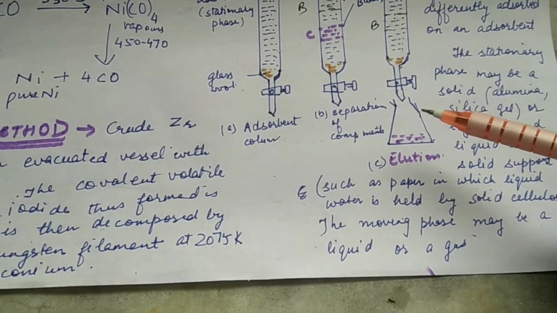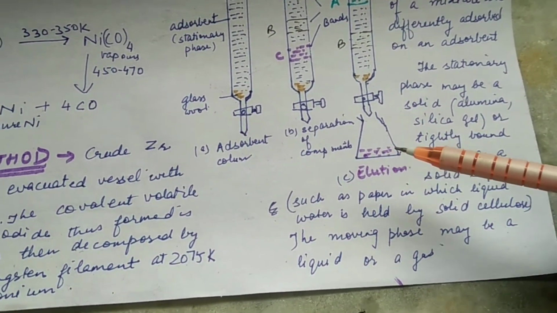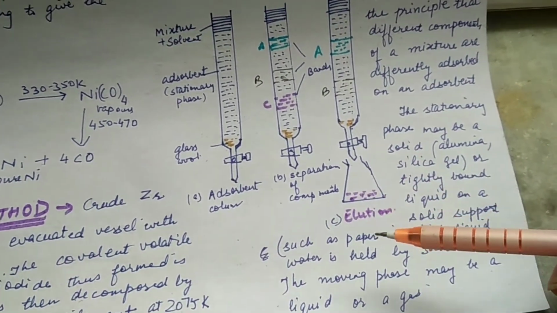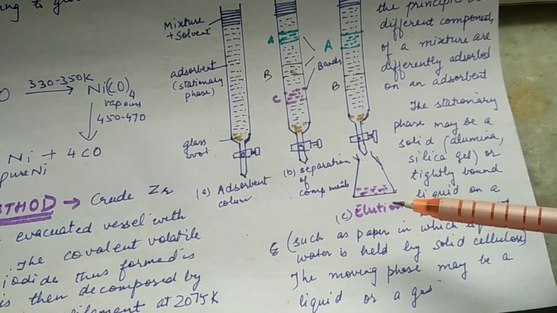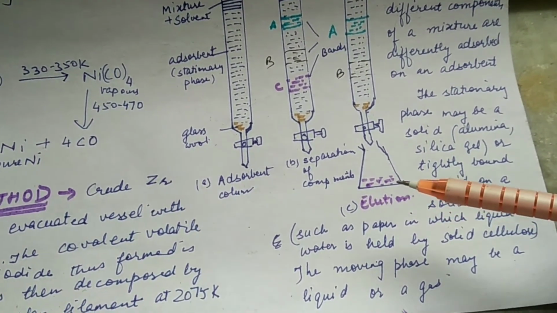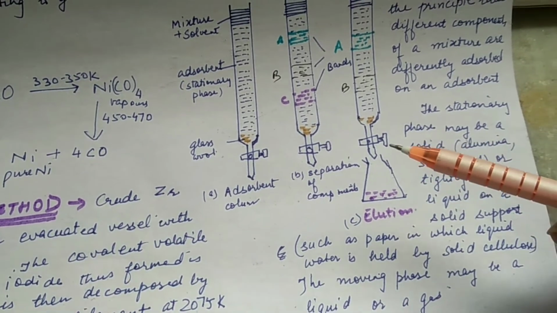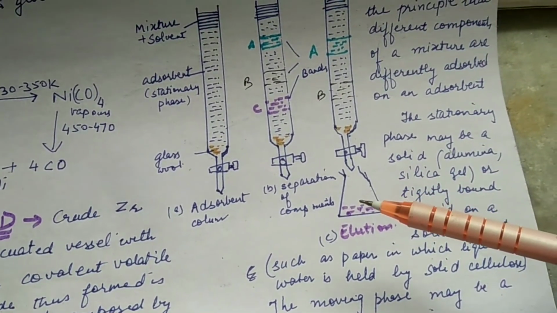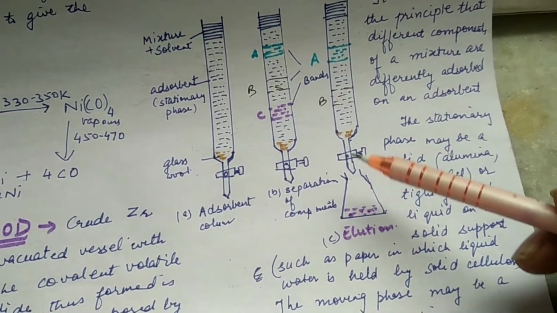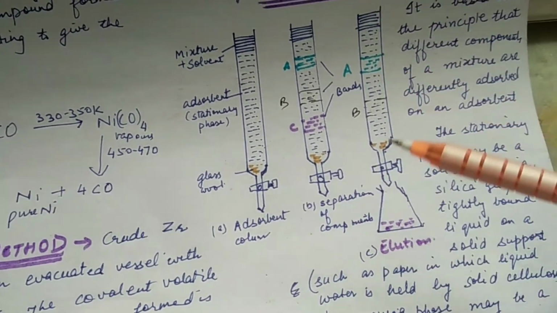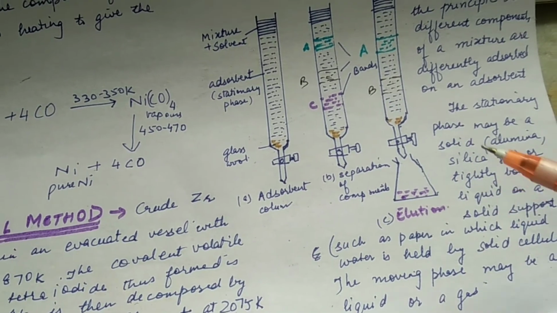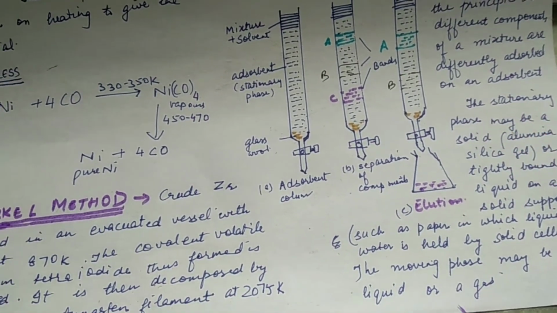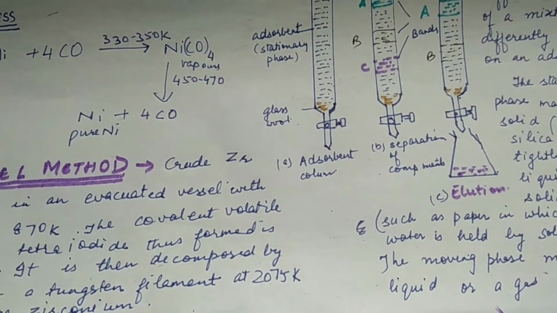This process of taking out adsorbed component from the mixture with the help of a solvent is called elution, and the solvent is called eluent. The eluent acts as the mobile phase. So different components of the mixture are collected in different conical flasks as separate fractions. First C will be obtained, then B, then A. So this is how chromatography is carried out. Refining can be done by this method.